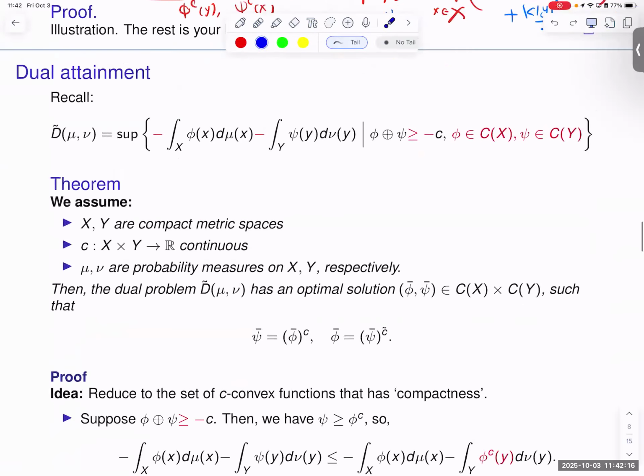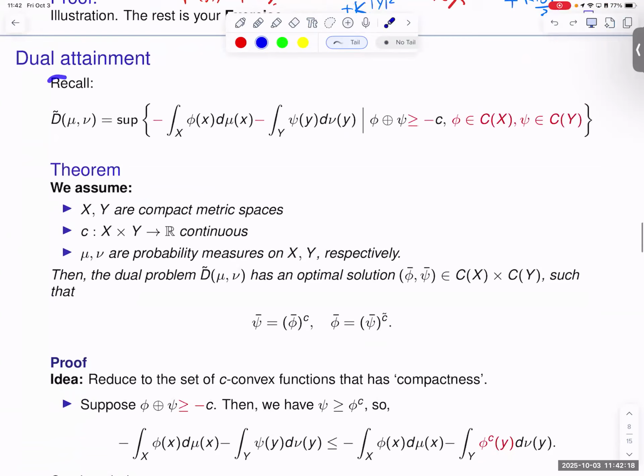Okay, now we can prove it. So what is dual attainment? This is our dual formulation, and now we can even further assume that this phi and psi are continuous, satisfying this constraint. And we assume that x and y are compact metric spaces and C is continuous. And the mu, nu are probability measures here. Then the dual problem has an optimal solution.